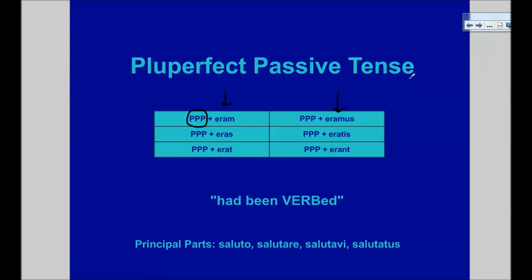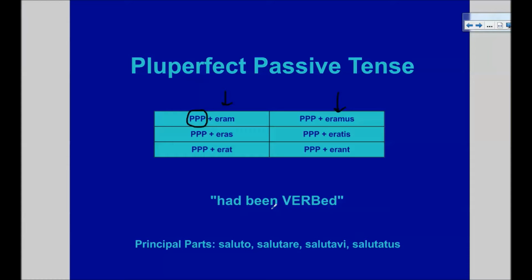We're going to be translating it had been blanked. So just like the pluperfect active has had in the translation, the pluperfect passive is going to have had as well, but we need the been in there to make it the passive voice.